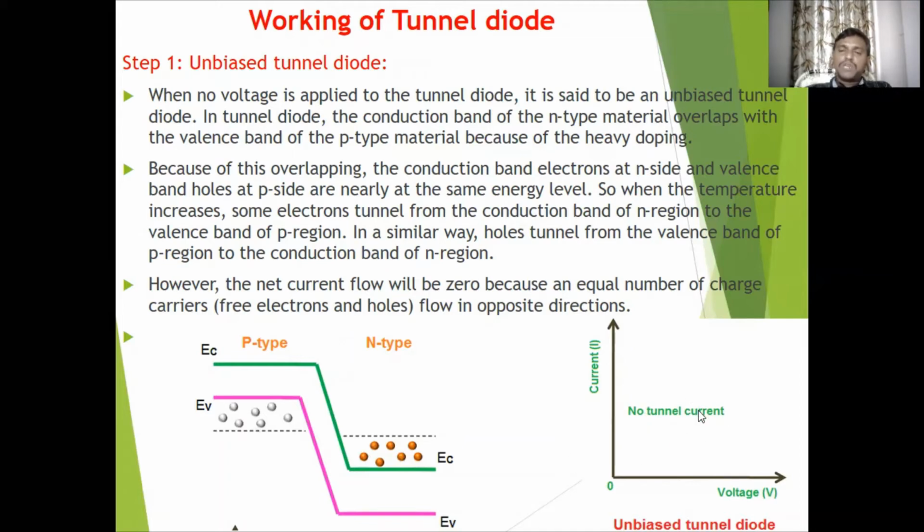Tunnel current means whenever the electrons move from n-type to p-type and p-type to n-type, they are not just moving, they are penetrating. Then a current will flow. But here there is no penetration of those electrons and holes taking place. Because of that, the current is considered zero. So this is the unbiased tunnel diode.